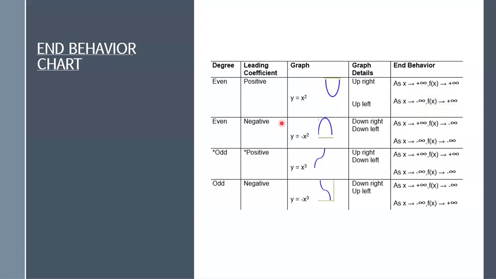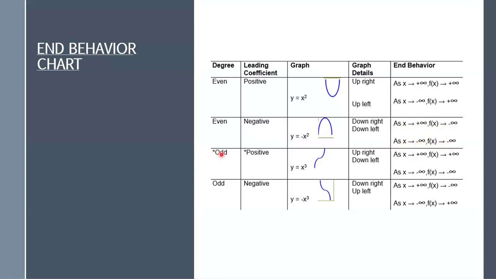If the degree of our polynomial is even and the leading coefficient is a negative number, this is an example, y equals negative x squared, then we would see a downward shaped parabola where the behavior on the ends, on the left and the right, we're going to move down on the left and down on the right. And we would describe that as x approaches positive infinity, the function approaches negative infinity, and also as x approaches negative infinity, the function approaches negative infinity.